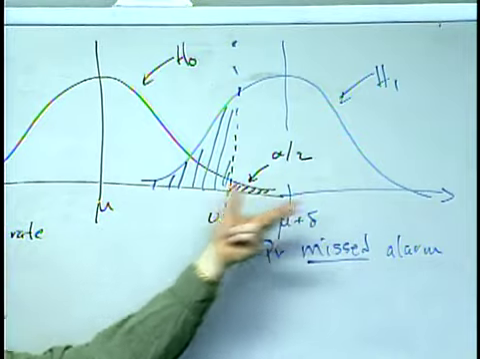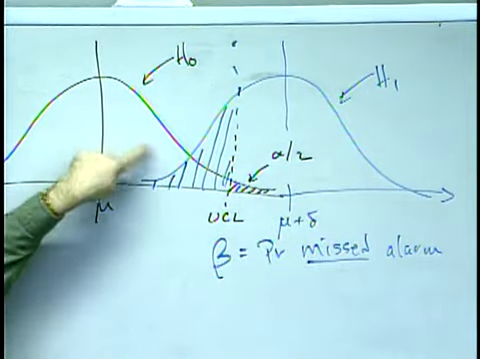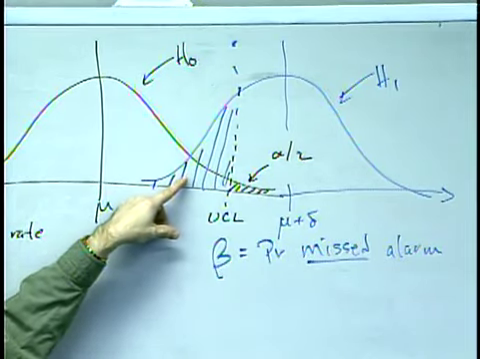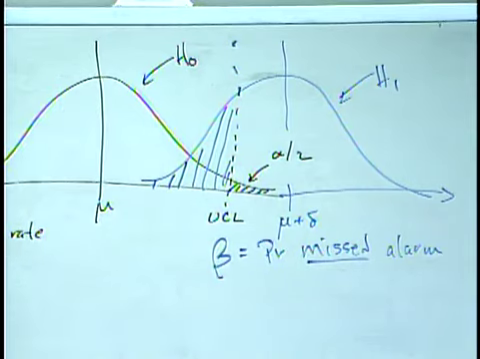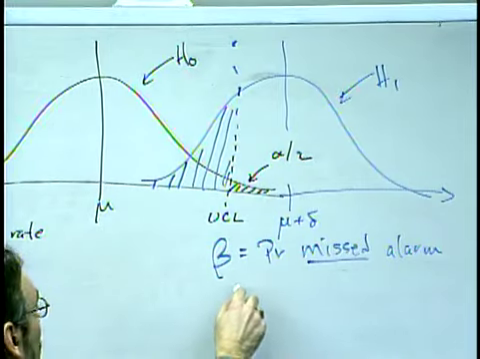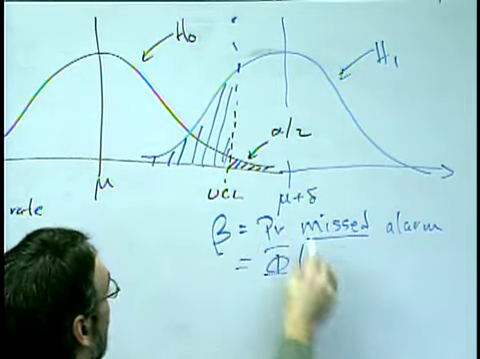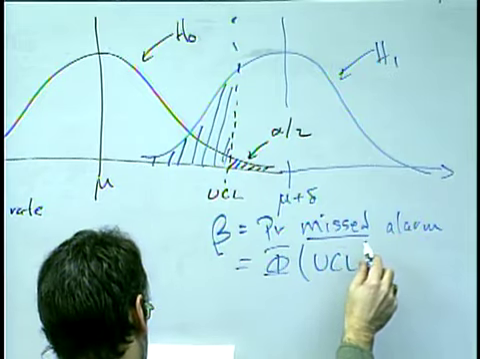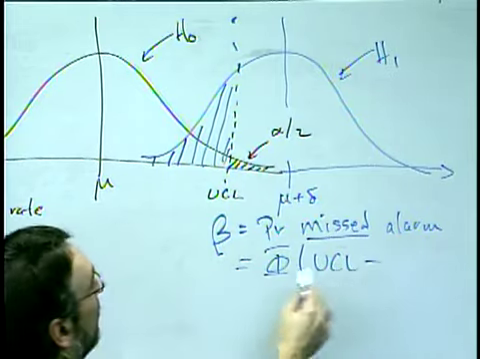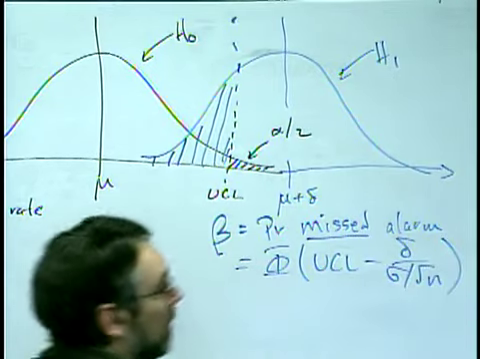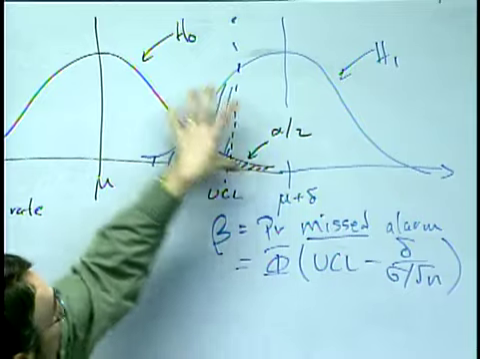I really have a shift, but the point fell on this part of the tail of the H1 distribution, and I declared it good. I said there's no alarm. Okay? And we saw last time, a couple of classes ago, this is just the tail there in that distribution. It's UCL minus delta over sigma over square root of n. By the way, this is just this part of the tail.